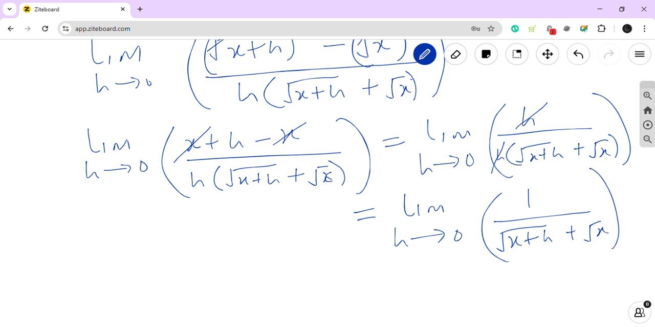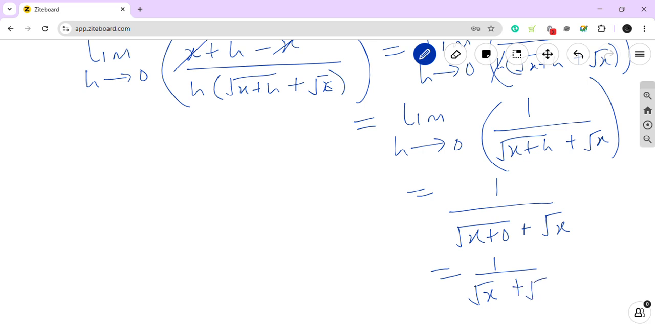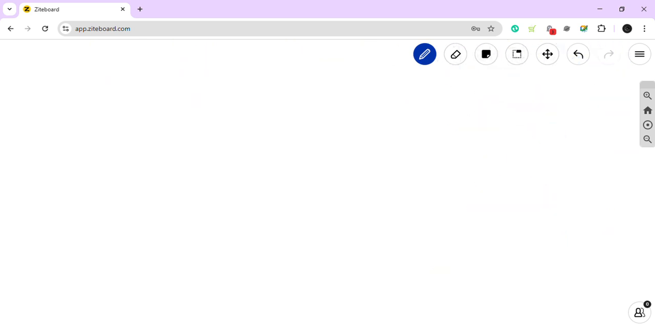So we can substitute now, meaning anywhere we see h we put 0, so that will be 1 over root x plus 0 plus root x. x plus 0 is x, right? So that's 1 over root x plus root x, which is 1 over 2 root x. So that's how to solve that. Very simple and very straightforward.